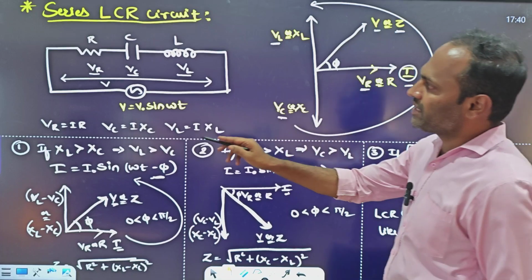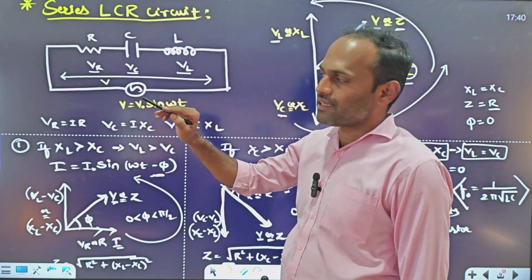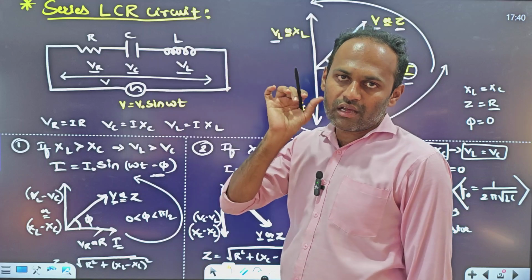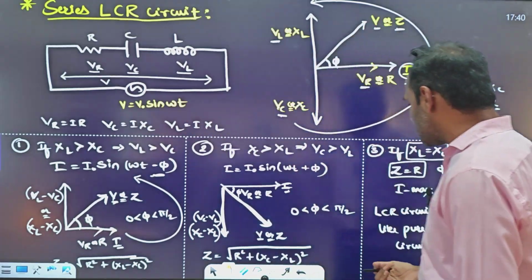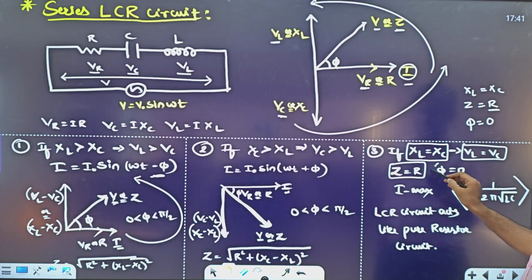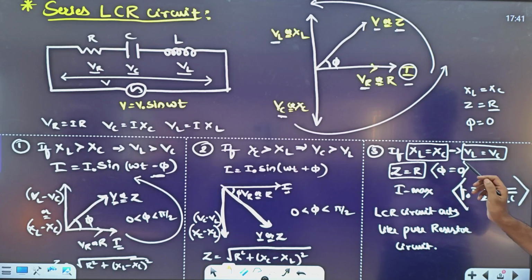Because the effect of this is gone, this voltage is cancelled, this opposition is cancelled. So these two elements are now not useful. So only the resistor is opposing. That's why it acts like a pure resistor circuit. Hence in a pure resistor circuit phase difference will be 0. Current will be maximum since opposition has become minimum. Impedance is minimum, equal to resistance, so current will be maximum. And that condition is called resonance, right?